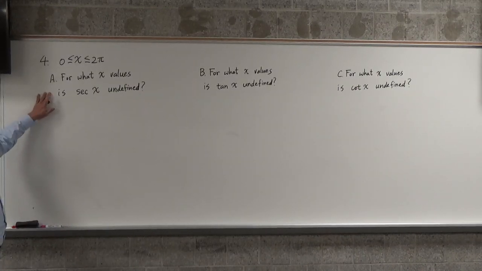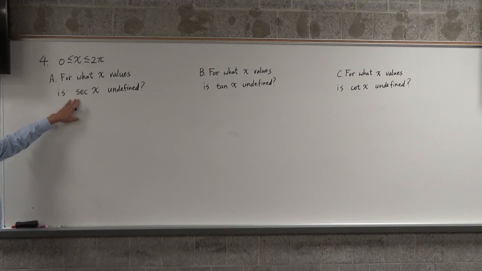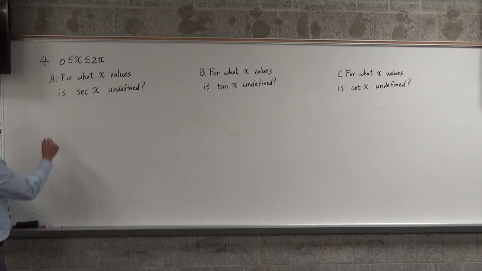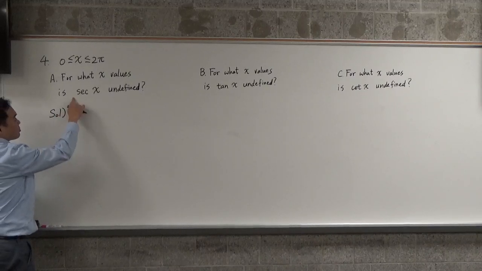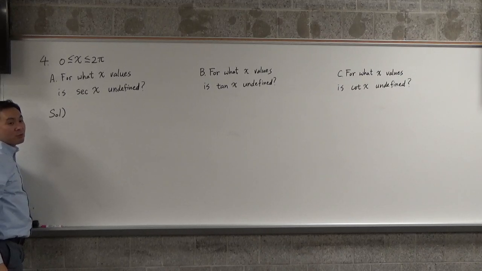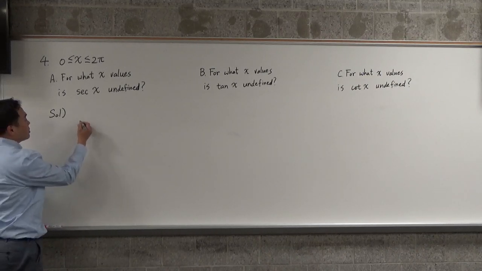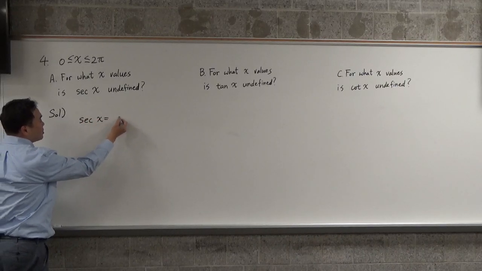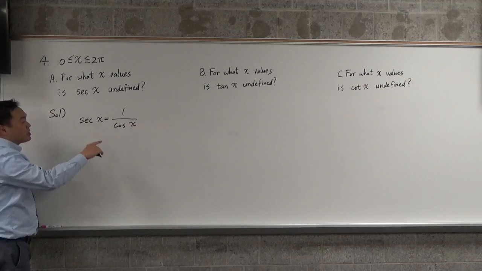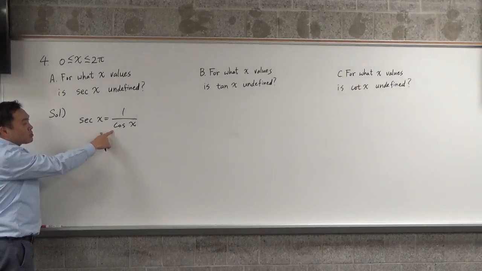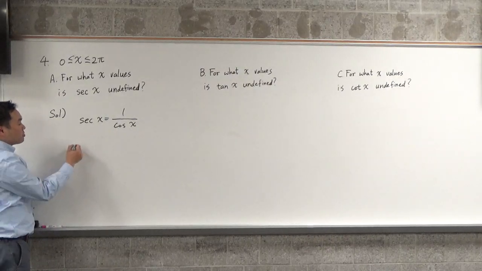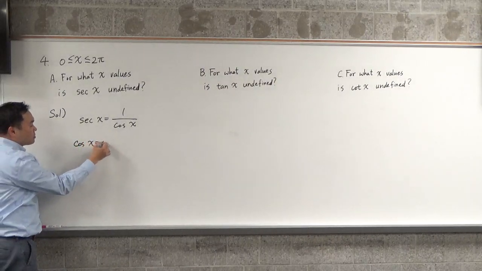Okay, let's think about the following. For what x values is secant of x undefined, where x is between 0 and 2 pi? To understand what this question is asking, you first have to ask what secant of x means. What is secant of x? It is 1 over cosine x. So secant of x is 1 over cosine of x. And if you knew that, then the question makes sense, because when you have a fraction, whenever the denominator is 0, the fraction is undefined, right? So now the question is, when is cosine of x equal to 0?